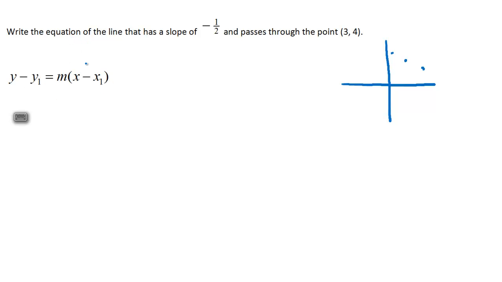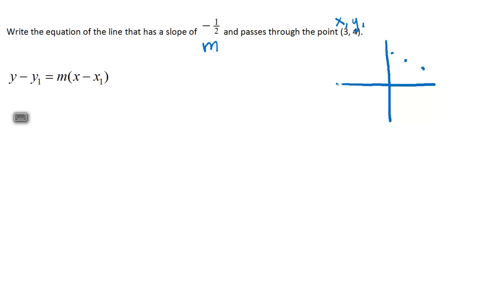So here's my favorite equation. It's called point slope form. The reason why it's called point slope form is because here's my point, x1, y1, and here's my slope, m. So what I want to do is write the equation of this line. All I have to do is figure out what my m is. So here's my m right here. M is -1/2.